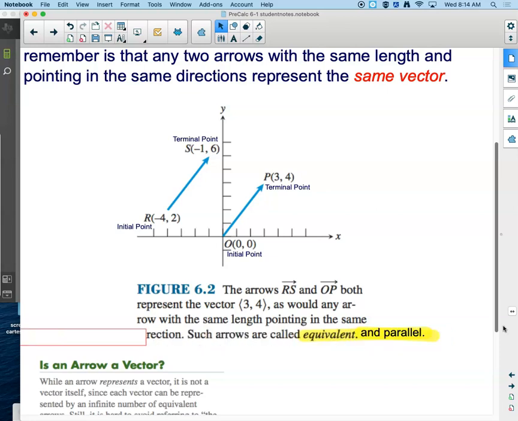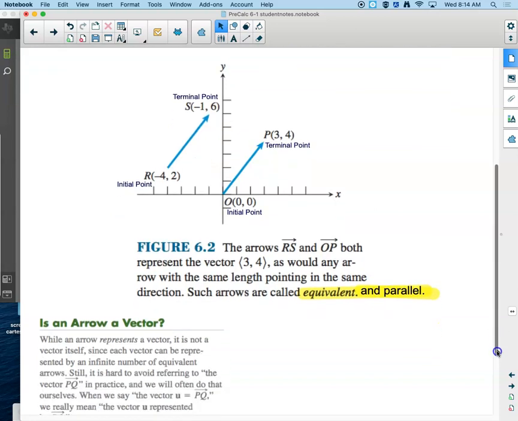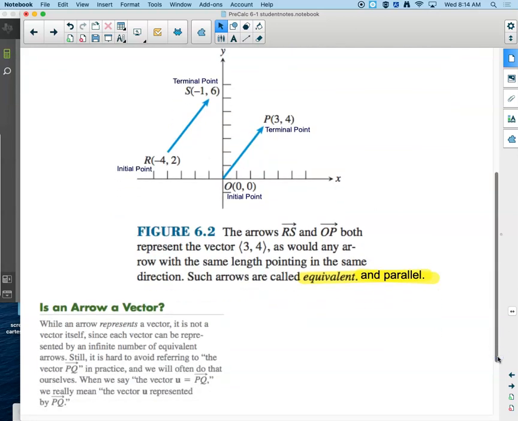And those arrows are called equivalent and parallel. That's the big piece here that your book was missing. Equivalent and parallel. They're going to ask us to talk about some parallel vectors, and we need to know that being equivalent means that they are parallel. You know, they're the same vector, they're just located in a new spot. If we took vector OP and moved it over, it would be parallel and exactly the same length as vector RS. So equivalent and parallel vectors.